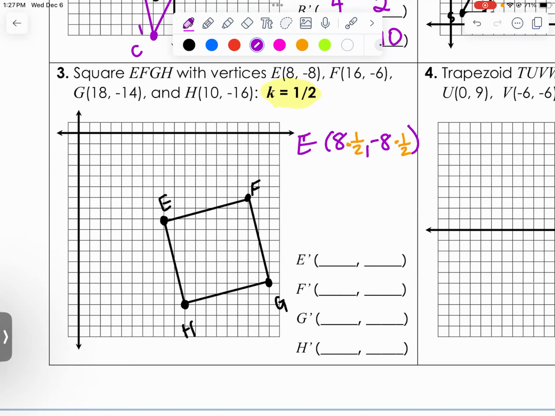All right, 8 times 0.5. What do you get? 4. And what's half of -8? -4. Because it's -8 cut in half. Okay. Now, if I talk about coordinate F, it is 16, -6. If I cut those in half, is she right? 8 and -3.